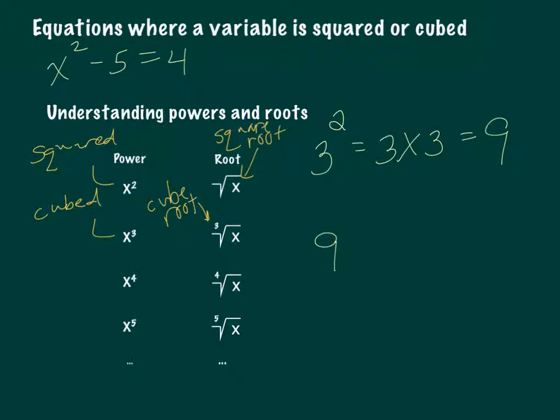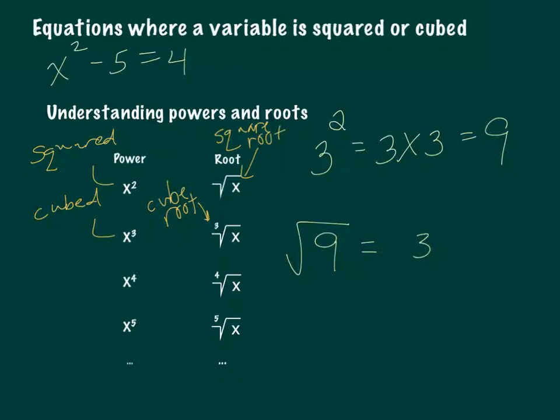Jump back over to this 9 that we have. The opposite of squaring the 3 that we did up here is to square root our 9, and that should bring us back to our 3. Square root asks us what number, when you multiply it by itself, gives you the number underneath. Well, it's 3. 3 times 3 is 9. So the square root of 9 is 3.